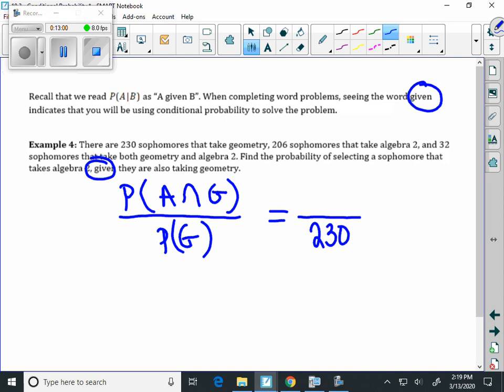So when we look at this top symbol, again just as a reminder, that upside down U means and. So the probability that you're taking algebra 2 and geometry, well, how many are there? Well, our problem says 32. And if we type that in, then, and I am fine with the fraction, it's approximately 0.14.